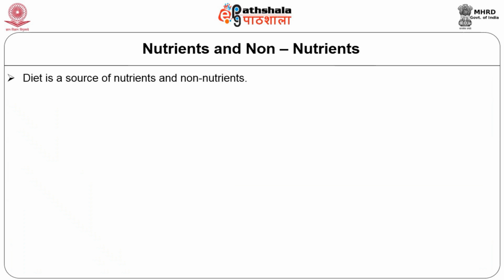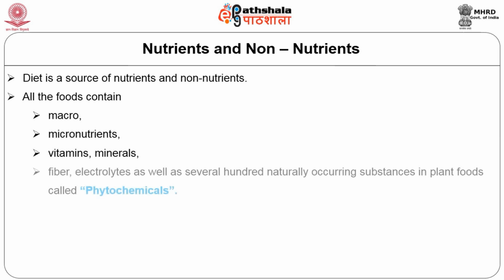The food basically has two things in it. One is categorized as a nutrient, the other one is categorized as a non-nutrient. So diet has both the nutrients and the non-nutrients. Now all the foods contain minerals, fibers, electrolytes, vitamins, amino acids, etc. Vitamins, minerals, etc. are important from a physiological point of view, and their deficiency can result in deficiency conditions, each having their own diseases. So these are the nutrients which are very, very essential, and they are also called phytochemicals.